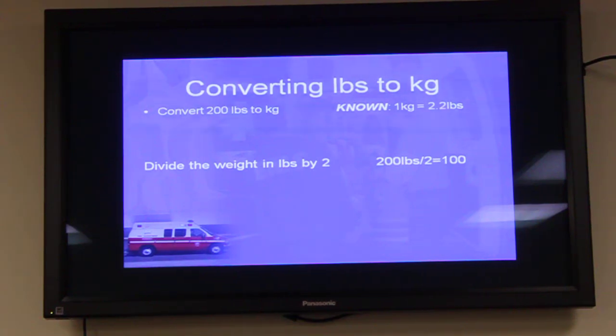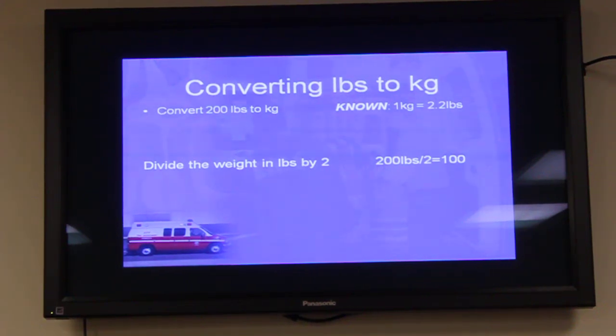But we need to be careful, we're not just quite done, okay? What a lot of people will do in the field, what a lot of people will do in medicine is just stop right there, and that's inaccurate. We're not done. A 200-pound patient does not weigh 100 kilograms. Unfortunately, through a little bit of laziness, I think, on field personnel's part, we just stop right there and we'll push our meds based on the 100 kilograms. We need to go a step further.